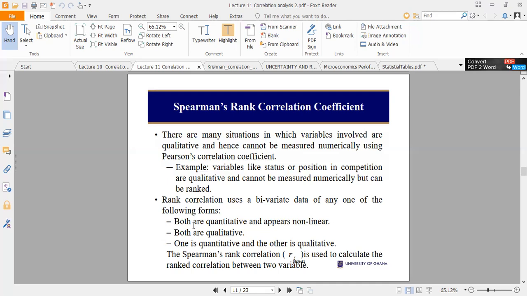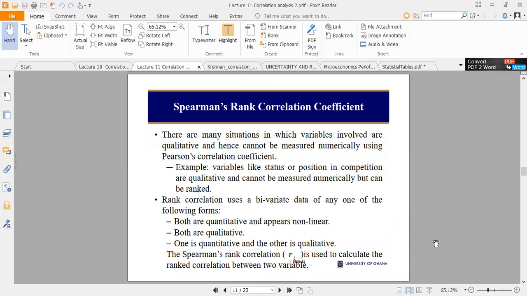And if the two are both quantitative and nonlinear, we can still use the rank, okay? And then if they are both qualitative, we can also use the rank. So if we have positions for both X and Y, that one too we can use the rank. Or if one is qualitative and the other is quantitative, it doesn't matter. We can still use the rank. But when it comes to the interpretation, it's just the same as the Pearson's correlation coefficient, okay? The interpretation is the same, perfect, strong, and then weak, based on the value that you have.